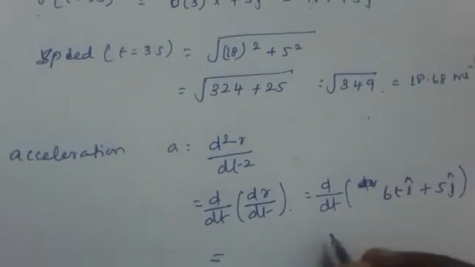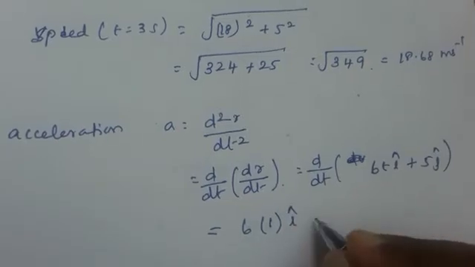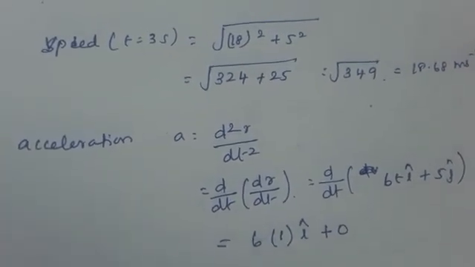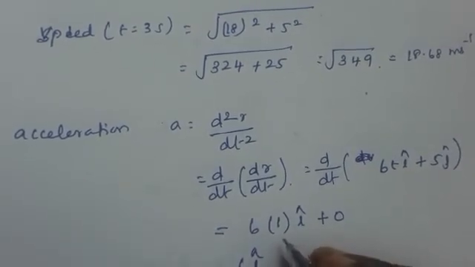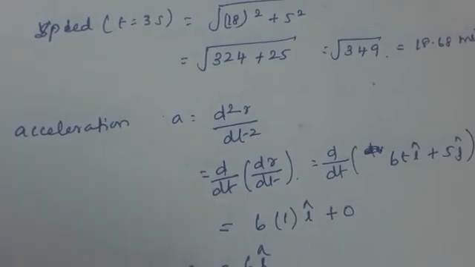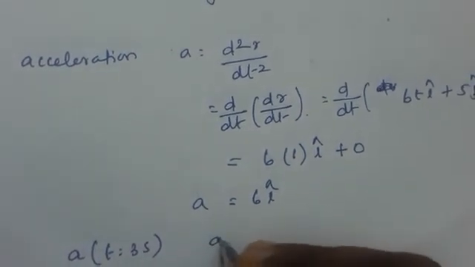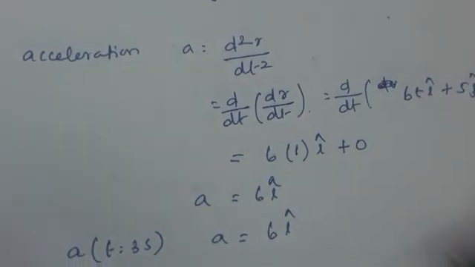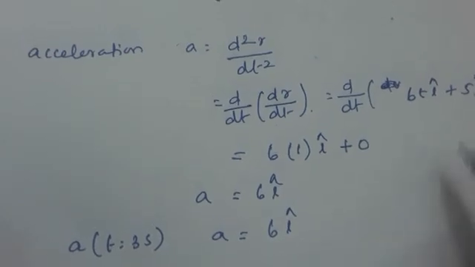When we differentiate it, 6 into differential of t is 1, 1 into i vector, plus 0, because 5j vector differentiates to 0. So acceleration is equal to 6 i vector. Now what is acceleration at t is equal to 3 seconds? Here there is no t value, so the same value. Acceleration is equal to 6 i vector.